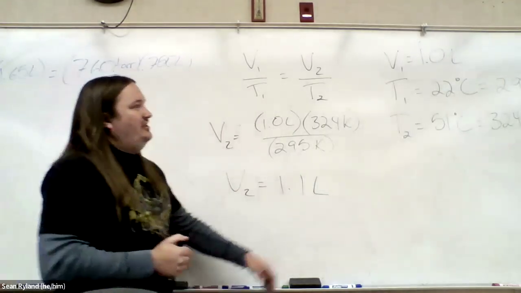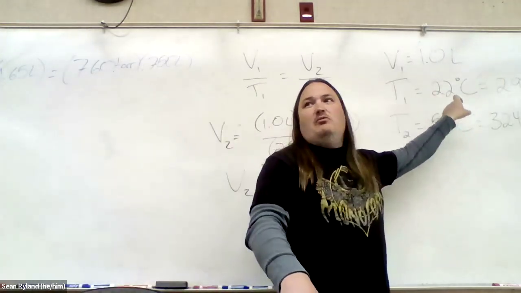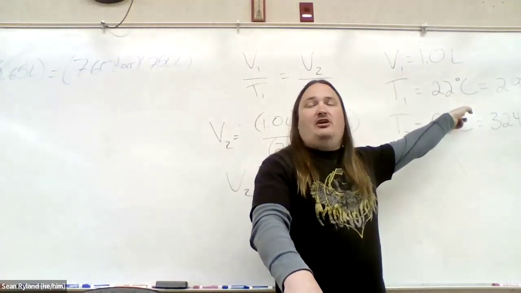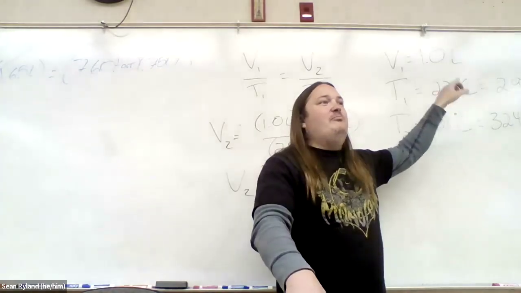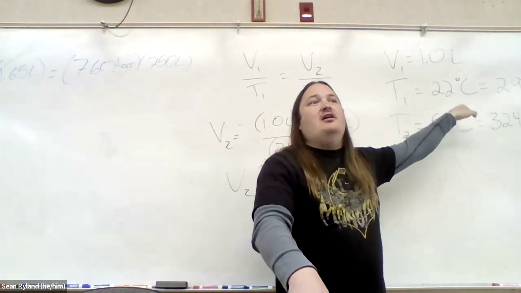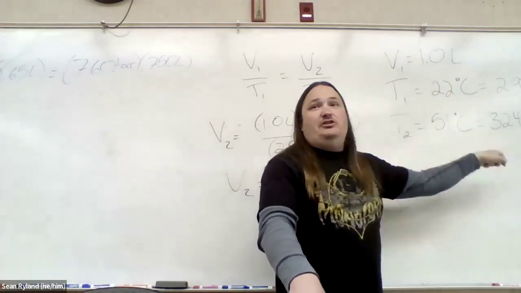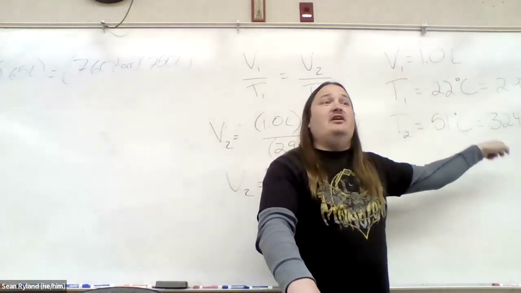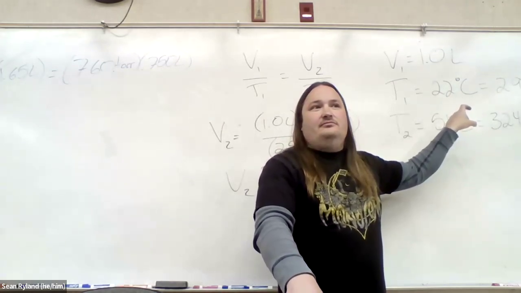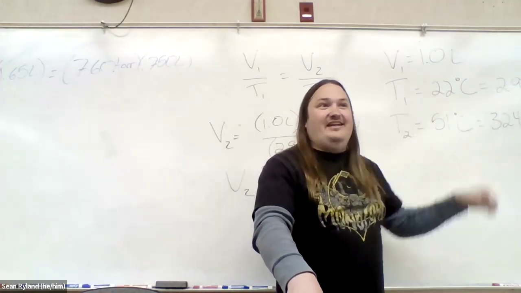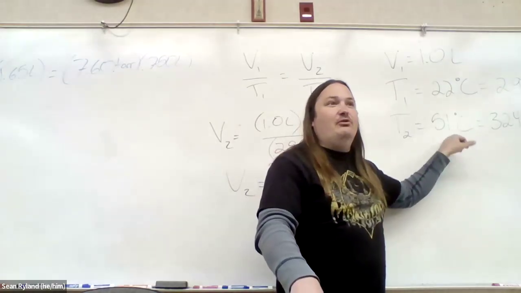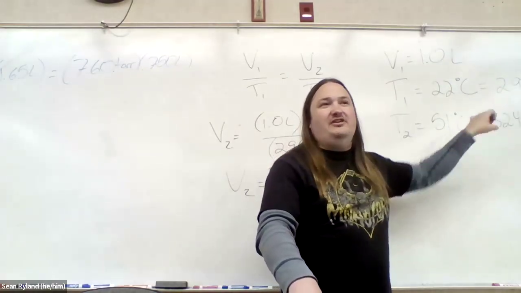So we went from 22 Celsius to 51 Celsius. That's more than doubling our temperature in Celsius, right? But our volume did not double because Celsius is not absolute temperature. If you want to double the temperature to see the volume double, you have to do it in Kelvin. It didn't double in Kelvin. Exactly. That's my point. Doubling the temperature in Celsius doesn't double the real temperature. The real temperature is Kelvin.